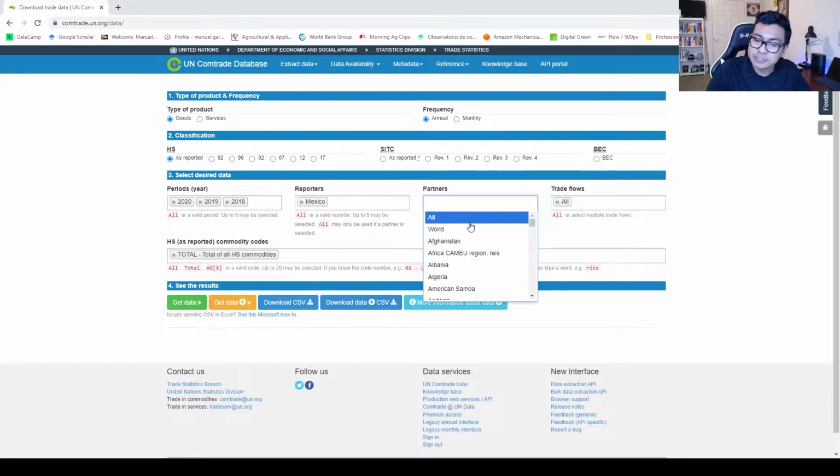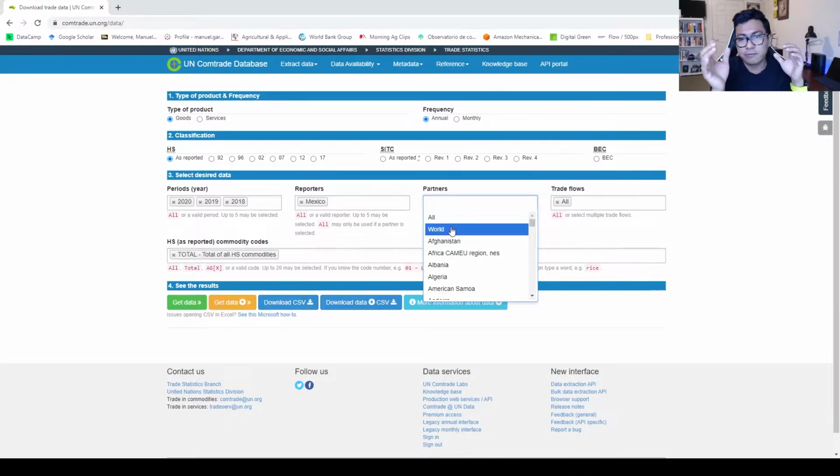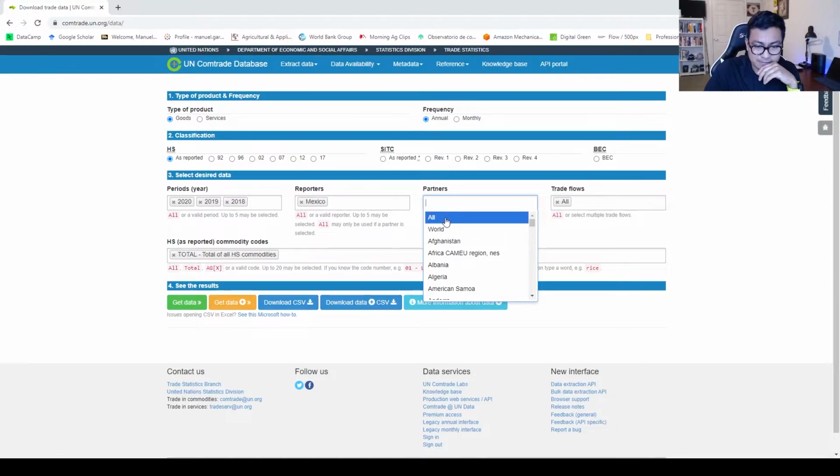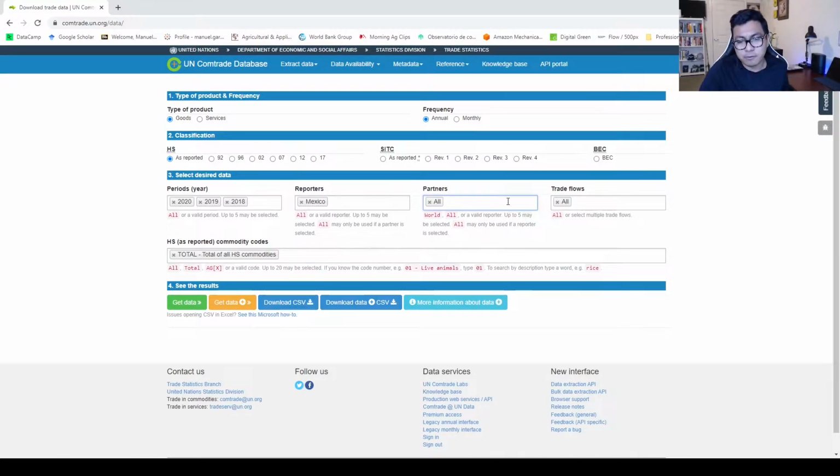Partners, you can select all the countries that this reporter has trade relations with, or the aggregate with all those countries, which is the World. So let's go with all the countries. Trade flow. Here you can select either import, export, both of them, or re-import and re-export. Let's take a look at the export and import.